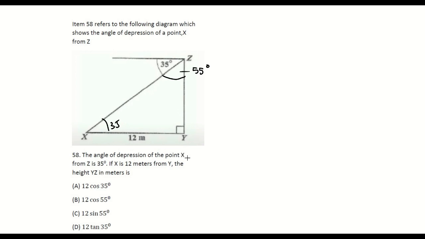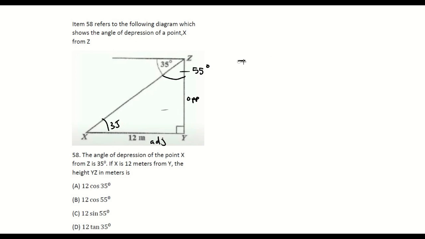The angle of depression at the point x to z is 35. If x is 12 meters from y, the height of yz. So if you're using 35, this is going to be my opposite, but if you're using 55, this is going to be my adjacent. So it all depends on what you are using. So let's see. This is my adjacent, and this is my opposite, and this is my adjacent.